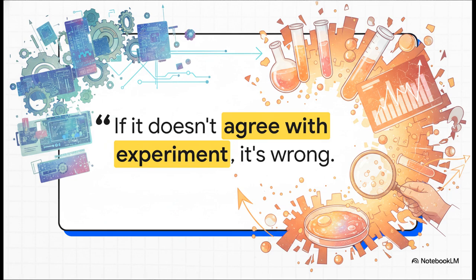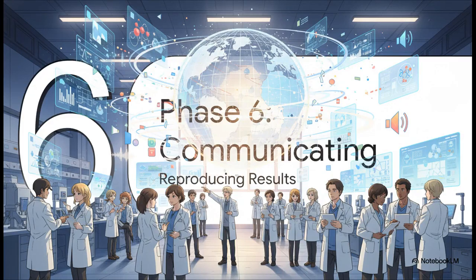Like the brilliant physicist Richard Feynman pointed out, it really doesn't matter how beautiful your theory is or how wildly smart you are. If it doesn't agree with the experiment, it's just wrong. At the end of the day, the empirical data always wins. Finally, we reach Phase 6, communicating and reproducing results.